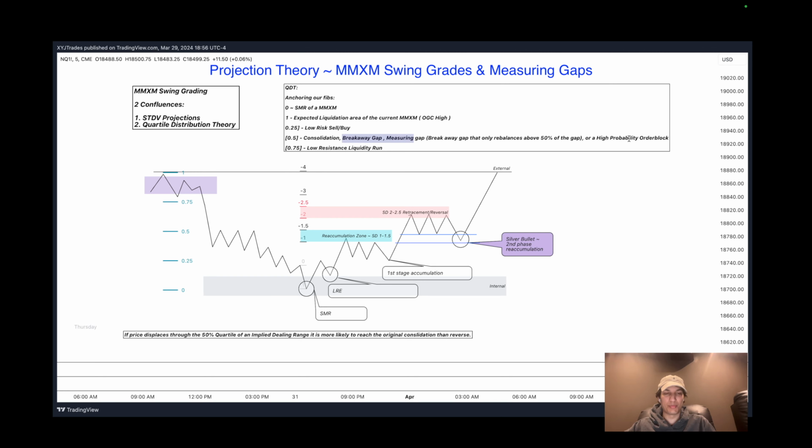With respect to a high probability order block, on my Twitter, you have seen examples of what I label to be high probability order blocks. So go in there after and find that concept if it's not clear already.